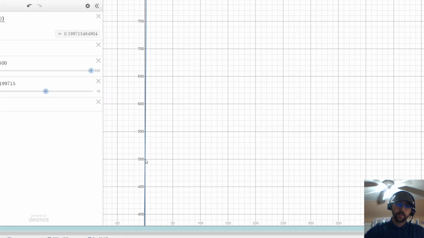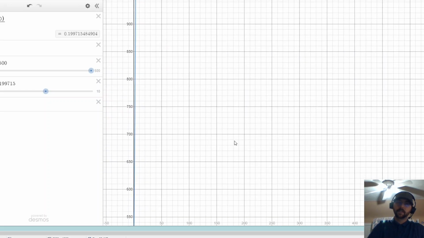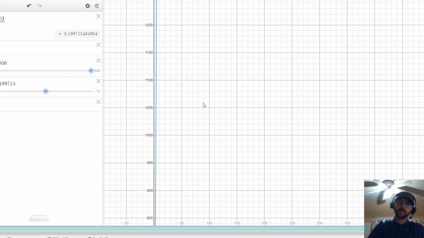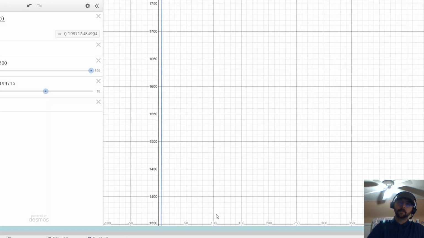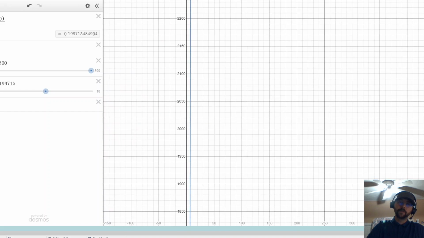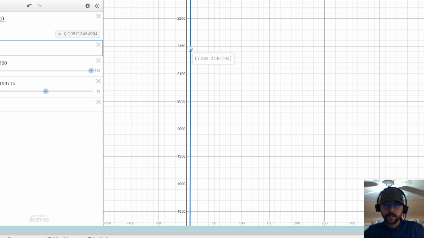So at 500, we are at 0. So 0 is the time, and 500 is the population. And if we continue to move up here in population, because I made the numbers so that the graph doesn't show up very nicely, you'll see we hit 2,150 as early as approximately 7 seconds.